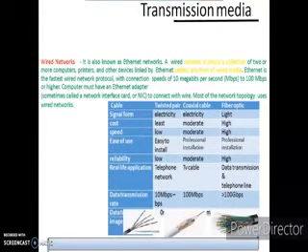Now let me come to the various transmission media which we have. Now, wired networks. Wired networks are also known as Ethernet networks. A wired network is simply a collection of two or more computers, printers, hardware or other devices linked by cables or a form of wired media. Ethernet is the fastest wired protocol we have. It can have a speed of up to 10 megabytes per second to 100 megabytes per second. Computers must have an Ethernet adapter.